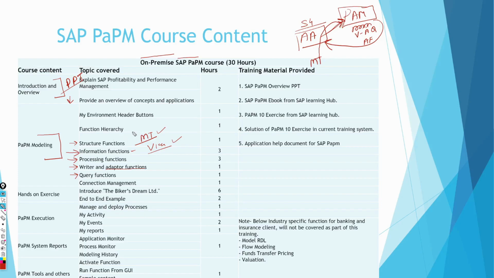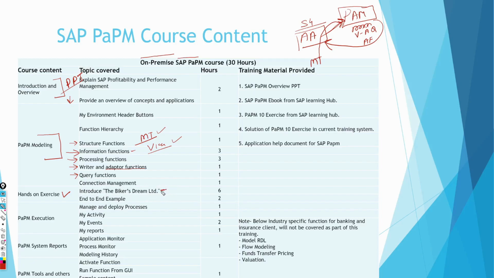The approach will be, first I will explain how each function individually works, how to activate the function, how to configure, and how to create the function for the first time. Once we know how to create all the different functions independently, then I will show you how to connect those functions to achieve some business requirement. Once we know how these functions connect with each other, then we will move to hands-on exercise. Here there is a hypothetical example of Bikers Dream Limited that we'll go through. This is the same example that is available on Learning Hub.